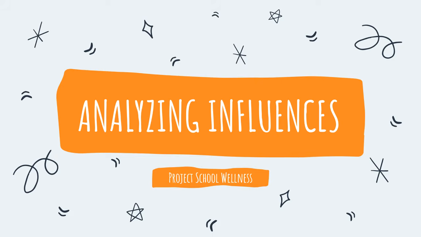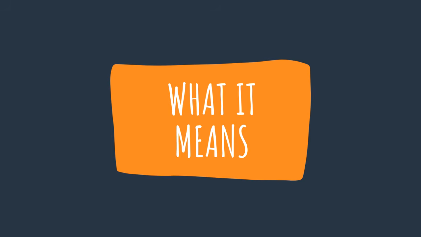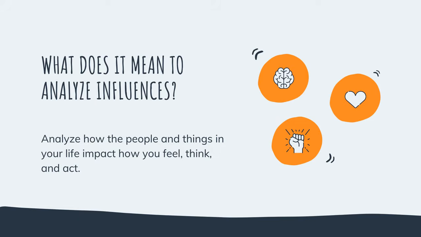Analyzing influences is one of the core health skills outlined in the National Health Education Standards. So, what does it mean? Analyzing influences means to analyze how people and things in your life impact how you think, feel, and act. This is the process of identifying the influences in our life and then doing a critical assessment of how each of those things changes the way I feel, the things I think about, and the way that I choose to act and behave.